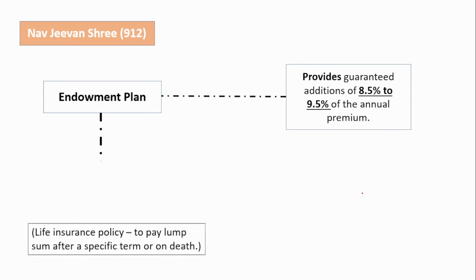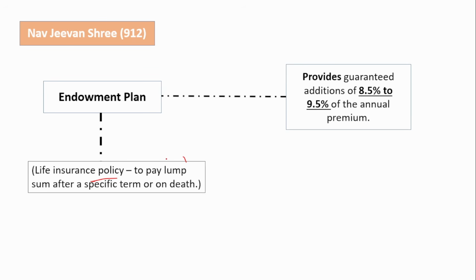See, the endowment plan is nothing but a life insurance policy to pay a lump sum after a specific term or on death. Suppose there is a person who has subscribed to this policy and he is paying a premium on a regular basis. He has faced death. At that time, after his death, the nominee will get the amount. Or say suppose the plan tenure is 10 years, and he has survived even after the 10 years. At that time he will get a lump sum amount. So if he has passed away, the amount will go to the nominee. If he is alive after the specific term, that is after the maturity of the plan, he will get some lump sum amount. That is what an endowment plan is.